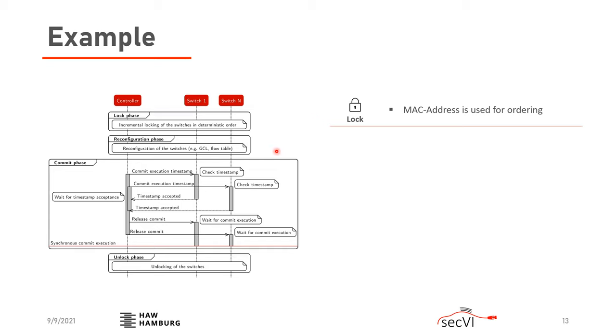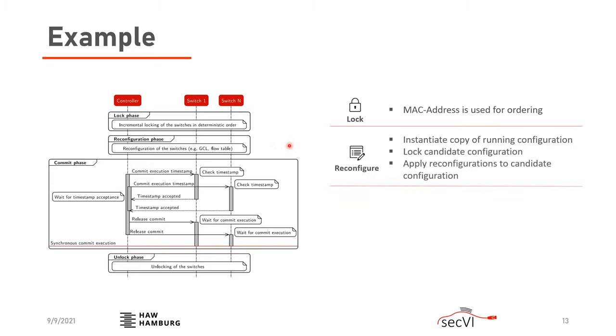The next phase is the reconfiguration phase. During the reconfiguration phase, we have to instantiate a copy of the so-called running configuration. The running configuration is the configuration that is currently active within the devices. And after we instantiated a copy, which is called the candidate configuration, we lock it immediately after that. And then we can apply our modifications to the candidate configuration. After that, we start with the commit phase.